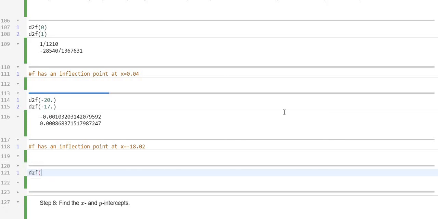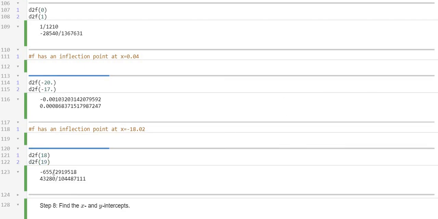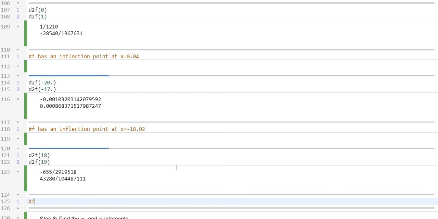So something to the left of that, how about 18? Something to the right, how about 19? Negative change to positive, yes, there's an inflection point there, so I'll just record that here. F has an inflection point at x equals 18.31 approximately as well.